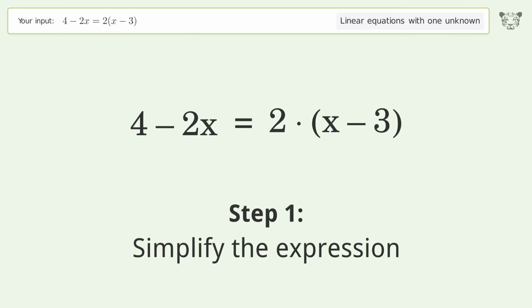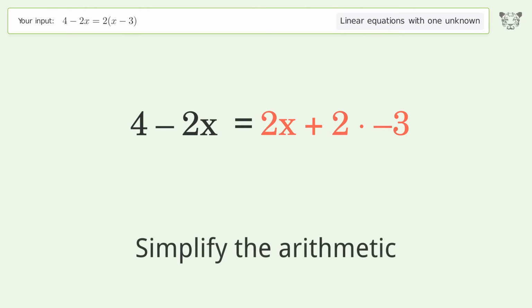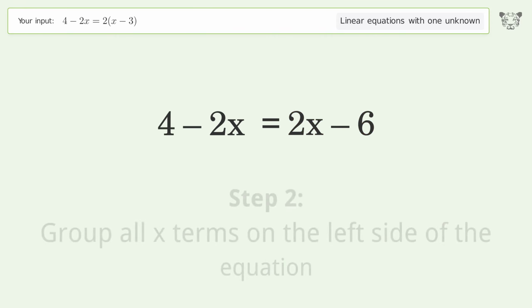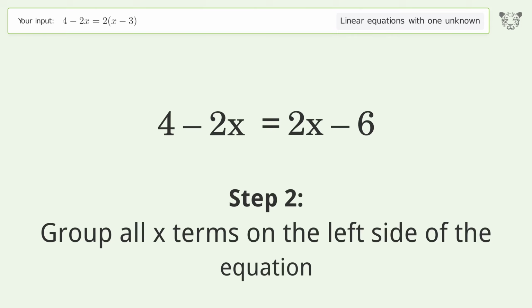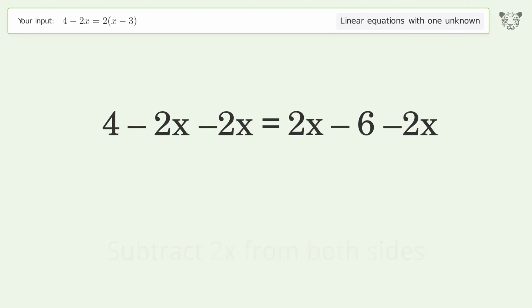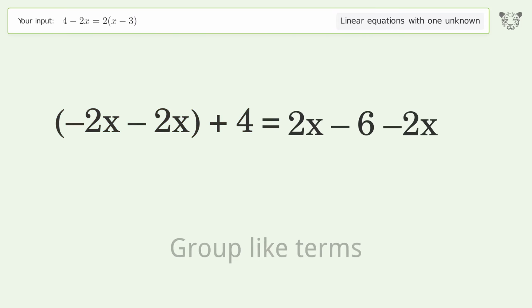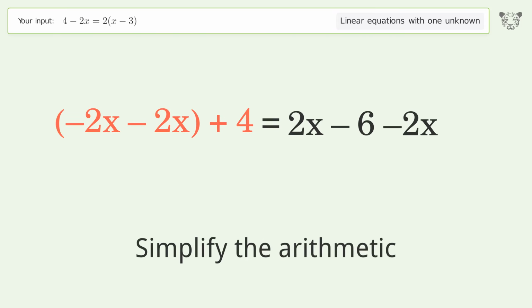Simplify the expression. Expand the parentheses. Simplify the arithmetic. Group all x terms on the left side of the equation. Subtract 2x from both sides. Group like terms. Simplify the arithmetic.